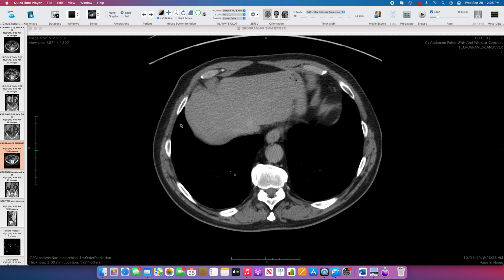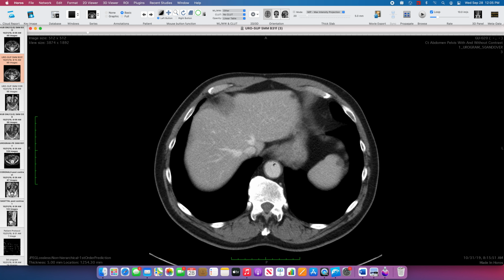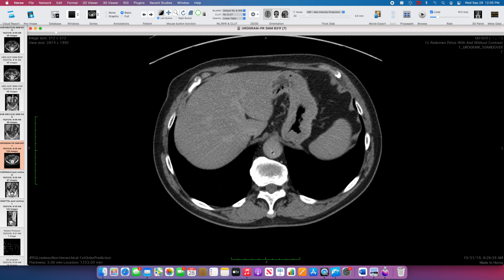So this is a CT urogram study which has three parts. The first series listed would be a non-contrast CT. Second would be a post-IV contrast CT in the venous phase. And the third would be a delayed or excretory phase CT.